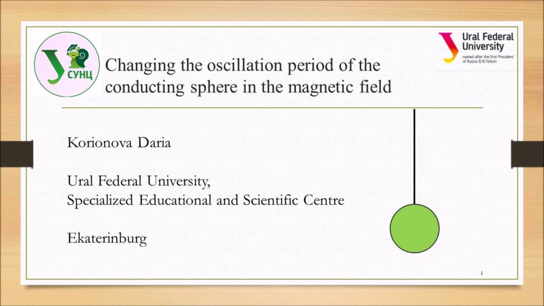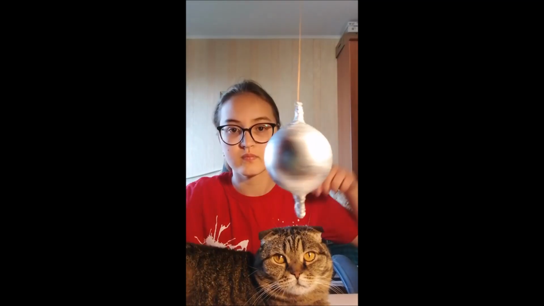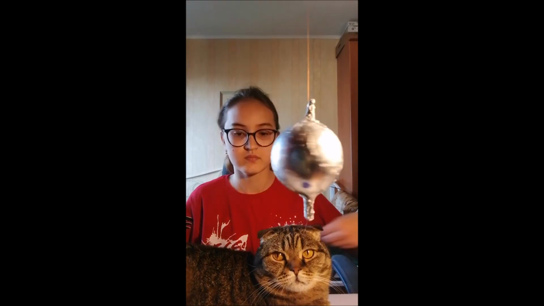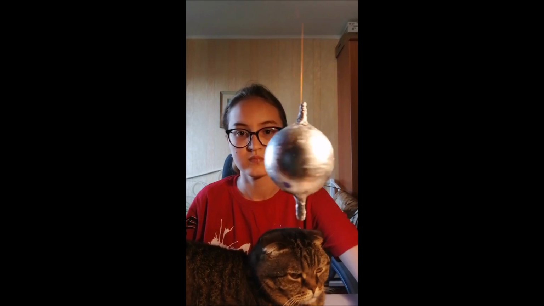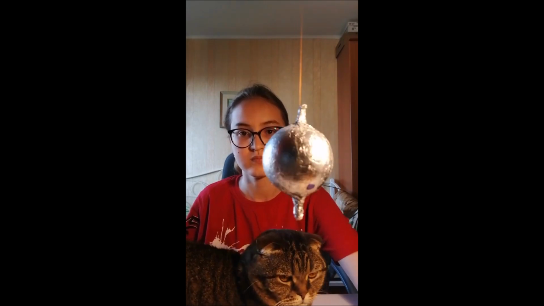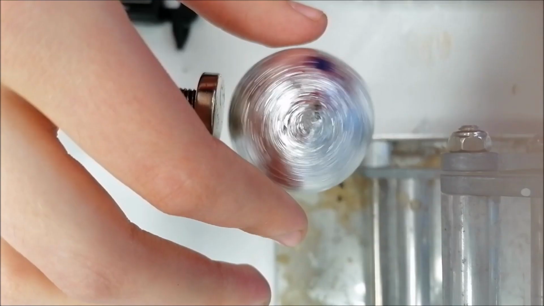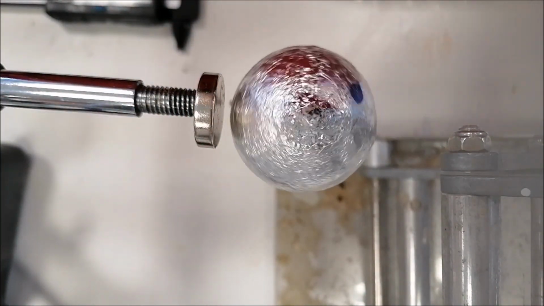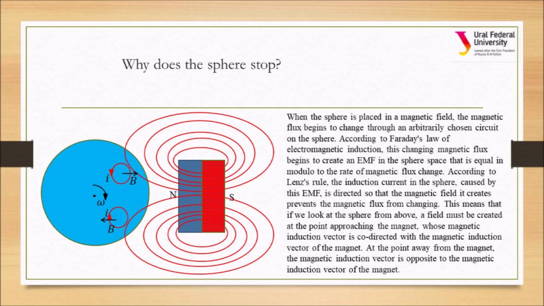Here we can see oscillations of the sphere without a magnetic field. And here we see oscillations with a magnetic field. We can see that when the magnet appears, the sphere slows down and stops. Let's understand why this happens. Without a magnetic field, we see damped oscillations, but they damp down quite slowly because of energy loss from twisting the wire and air resistance.